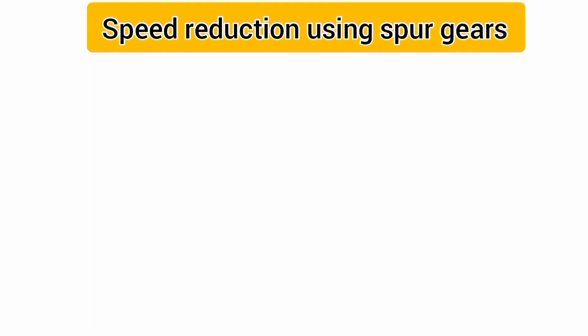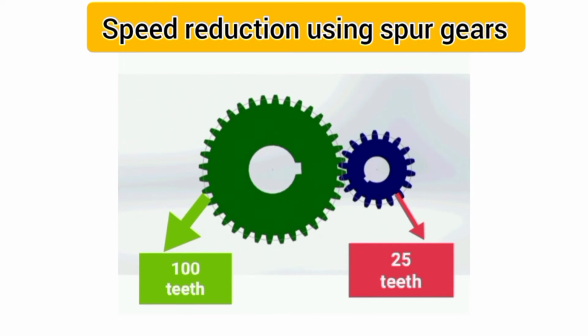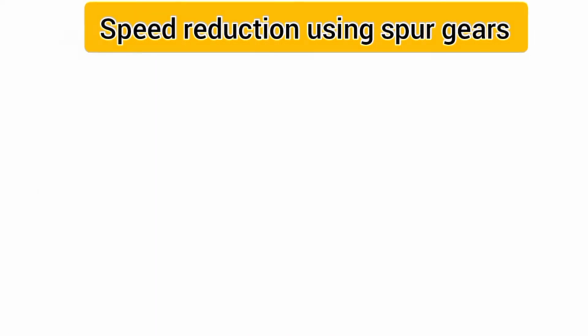How can we reduce the speed of a machine by using a spur gear? Well, it is based on the number of teeth on each gear. For example, a pinion with 25 teeth turning a gear with 100 teeth must turn 4 times in order for the larger gear to turn once. This reduces the speed by a factor of 4. That's how these gears can be used as speed reduction components.